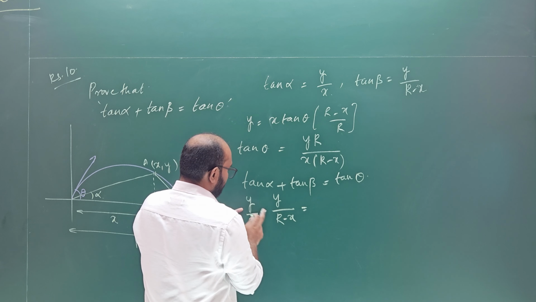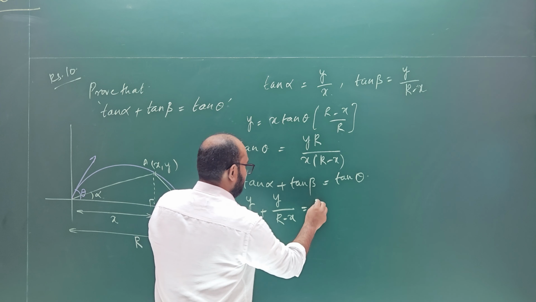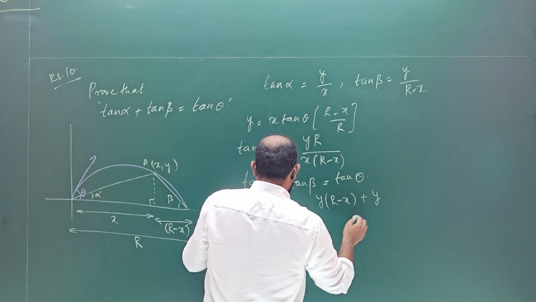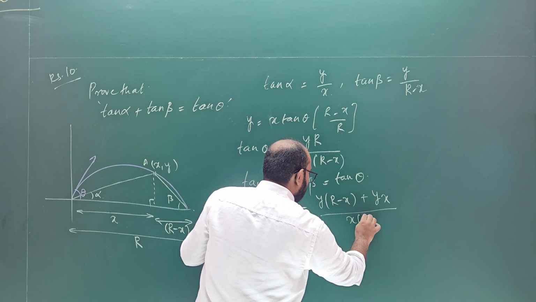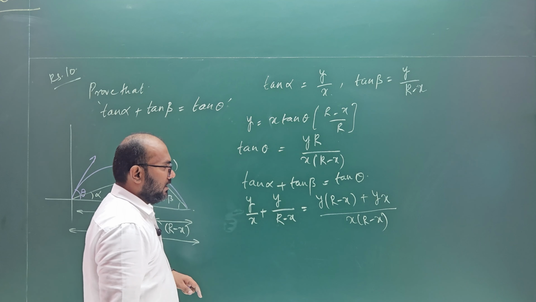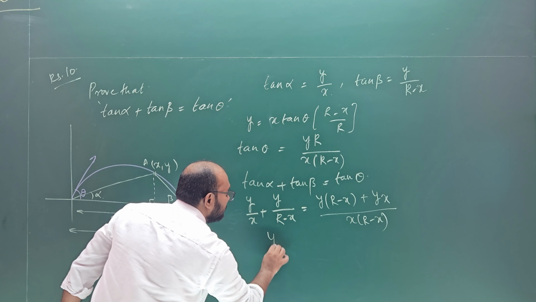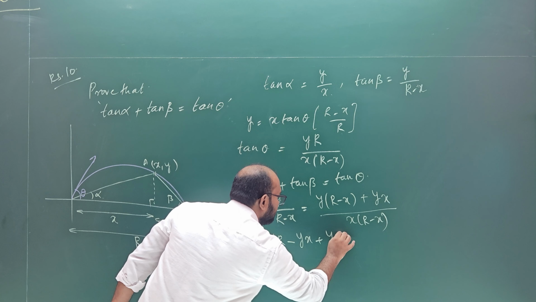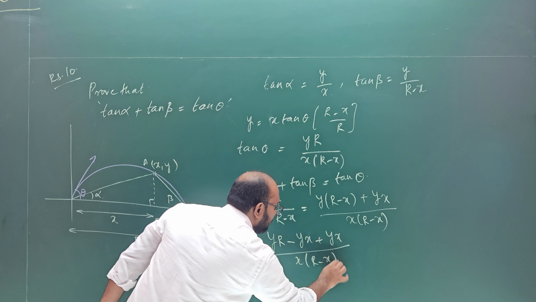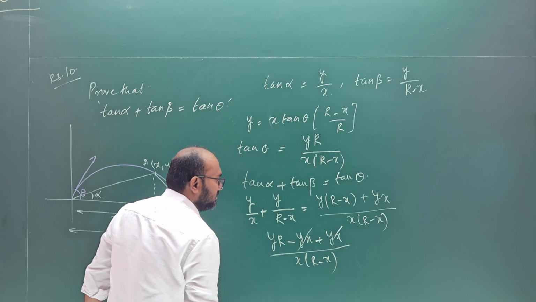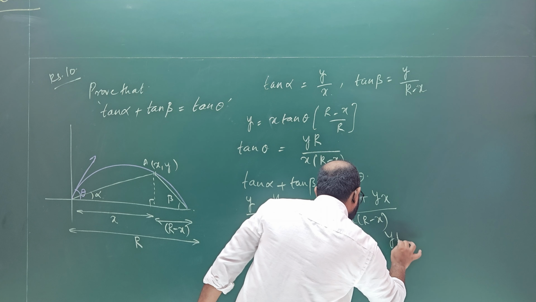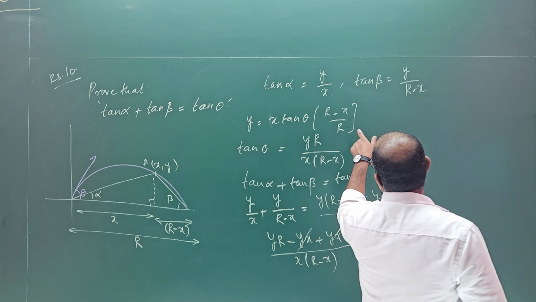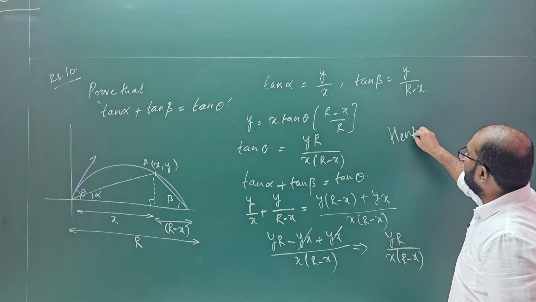Let us solve this. Solving this, this becomes y into R minus x plus y into x upon x into R minus x. Yes or no? And the numerator, yR minus yx plus yx, gets cancelled. So upon x into R minus x, this and this get cancelled. So the final output we got is y upon R into x into R minus x. This is equal to this. Hence proved.